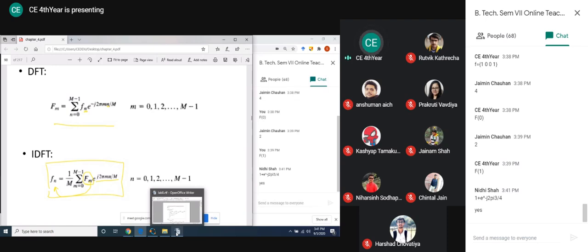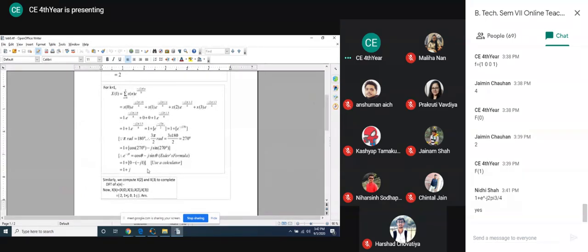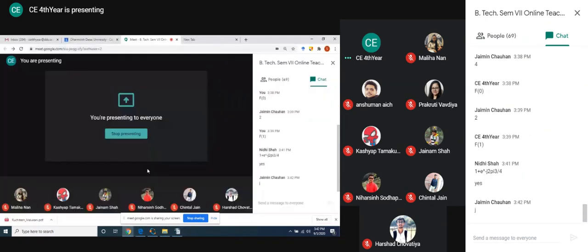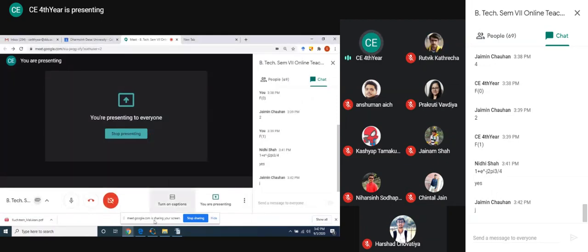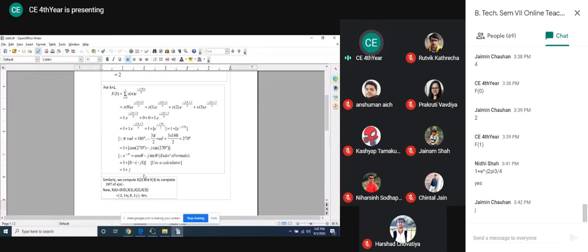E raised to j 3 pi by 2 results into cos 3 pi by 2 minus j sin 3 pi by 2, which results into... yes, it will result into j. And that's how you can see the results here. That is e raised to j 3 pi by 2, or we can say 270, whatever you consider. That will finally result into plus j. So that's why your second component is going to be 1 plus j.